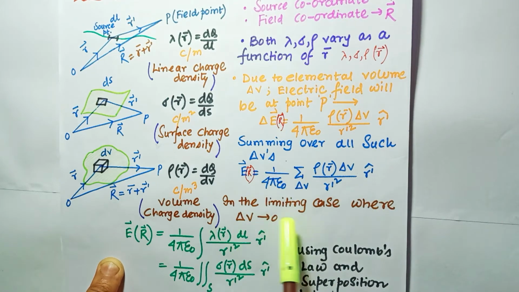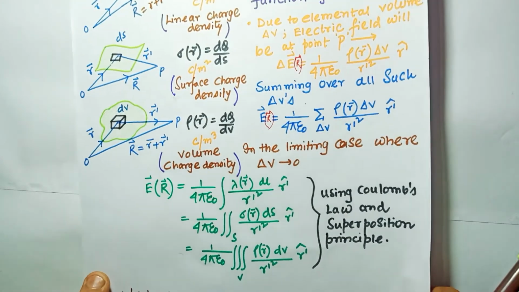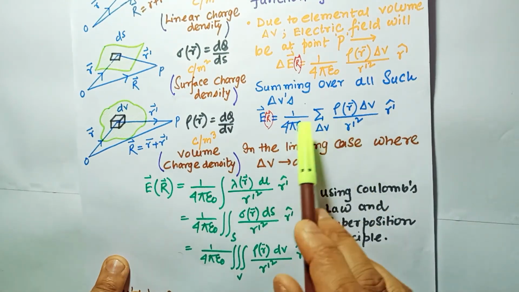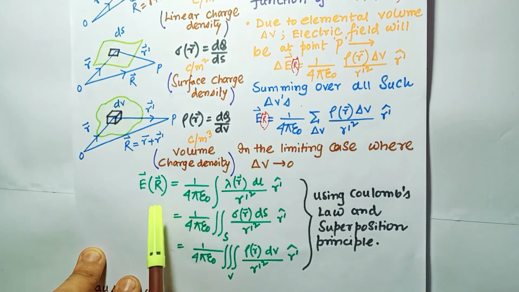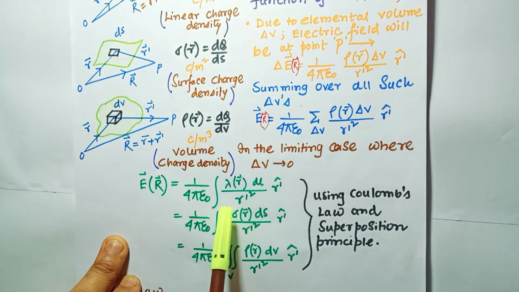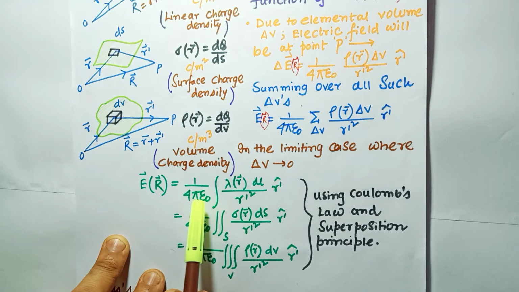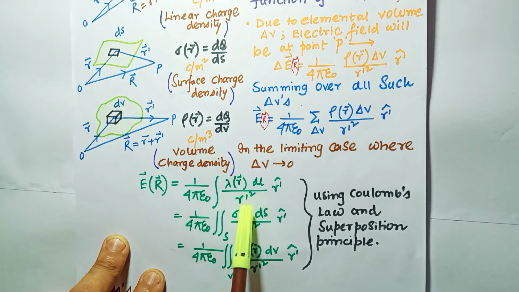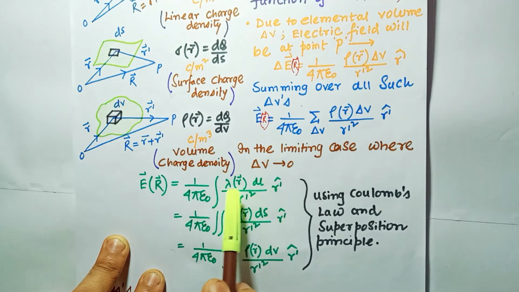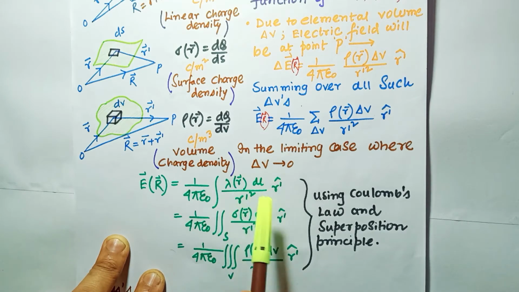In the limiting case where delta V tends to 0, we can replace this summation by an integral. So E as a function of capital R is equal to, for line charge density, 1 by 4 pi epsilon naught times the line integral of lambda of r times dl, which is the charge contained, divided by r prime square times r prime cap.